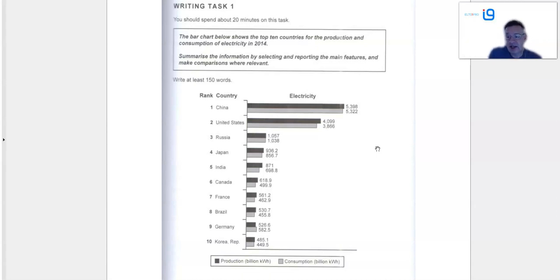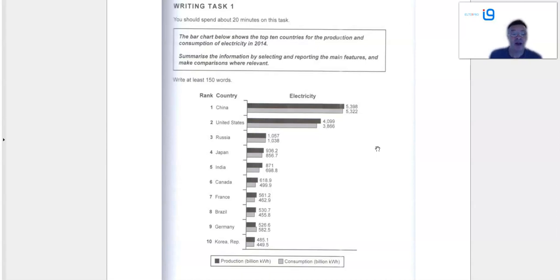I keep having to say this every single time, but the overview is the most important part. For this one, it's pretty clear. One of the key things here is that 9 out of the 10, with one exception, Germany, produce more than they consume. Not by a considerable margin, no, but still, everyone except one, 9 out of 10, production exceeds consumption. So that's key feature 1.